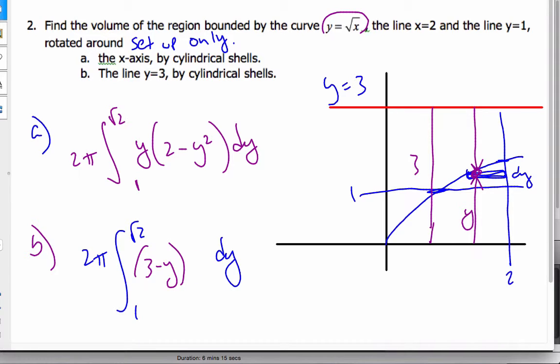And the height of my particular cylindrical shell is going to be 2 minus y squared, since y squared is equal to x. And that there will give me the volume of the region I wanted to. Good luck.